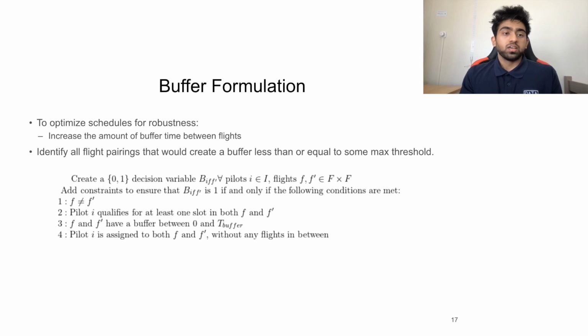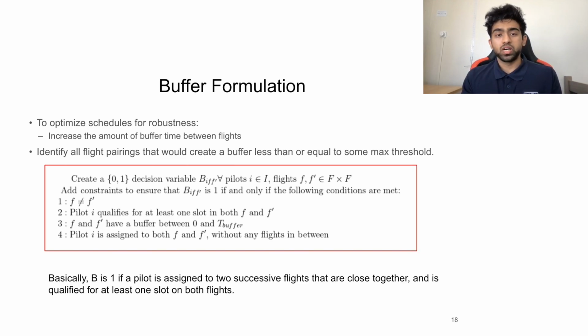To tackle this, we create a decision variable for each pilot and pair of flights where B is 1 if a pilot is assigned to two successive flights that are close together and is qualified for at least one slot on both flights.